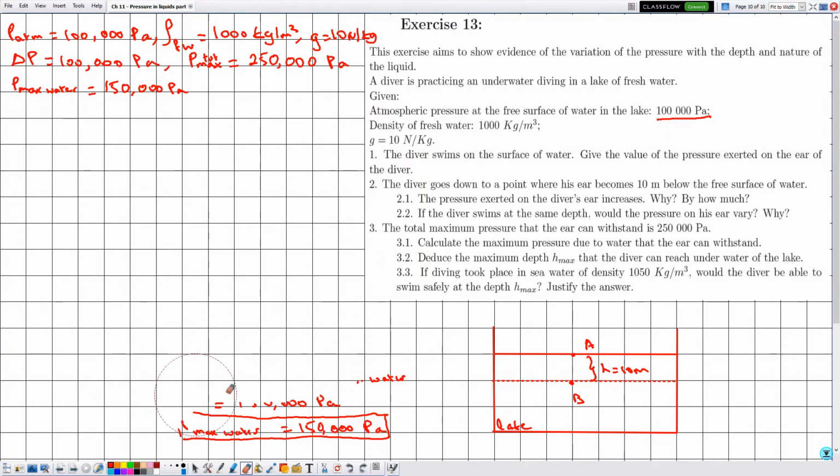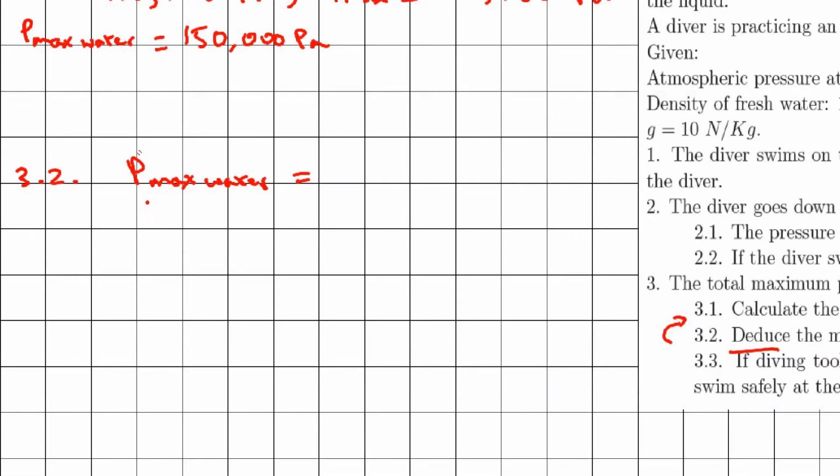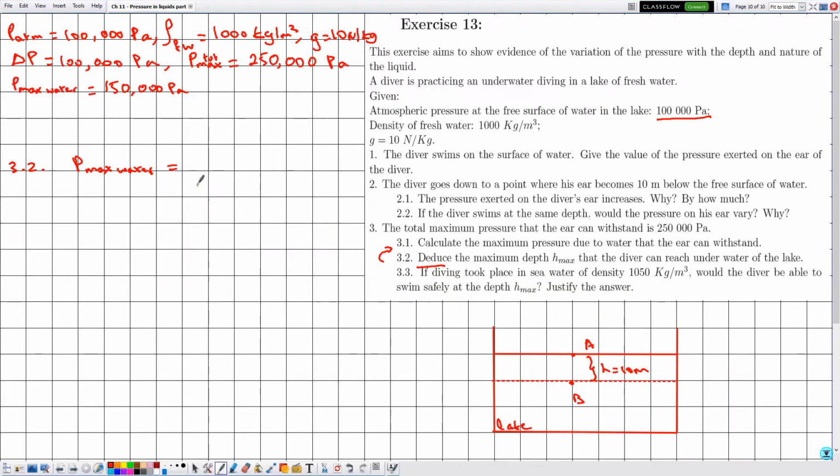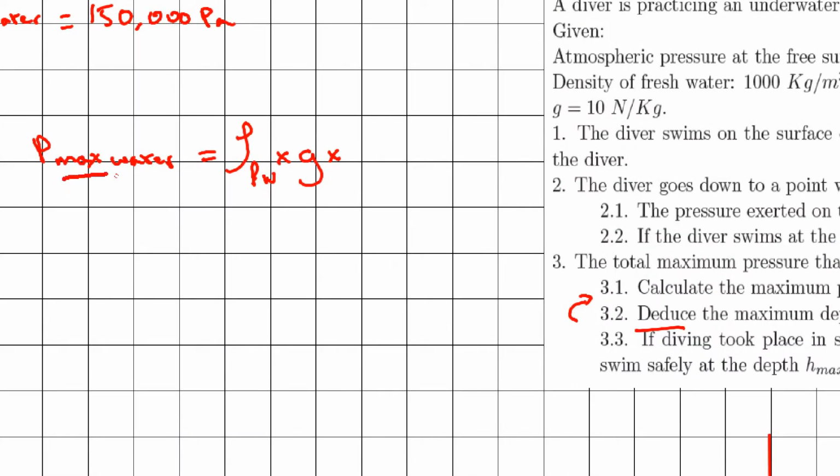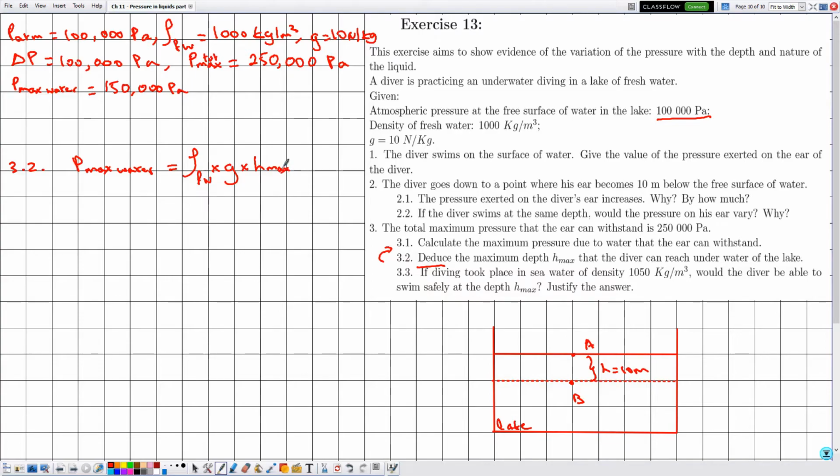Now in 3.2, deduce the maximum depth H max that the diver can reach under water of the lake. By deduce, it means that we use the previous part. In 3.2 we have determined the value of P max water, and we are interested in determining H max. Knowing that this pressure is due to a liquid, it's given by the density of the liquid times G times H. The density of this liquid is rho fresh water, multiplied by G. Since the pressure carries the index max, then H will carry the index max, knowing that we are interested in determining H max.